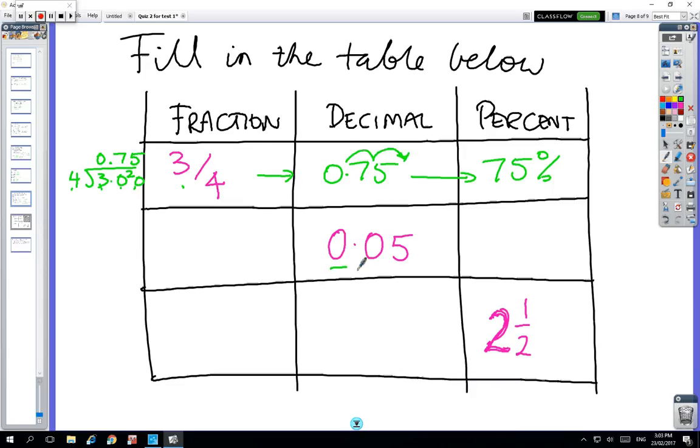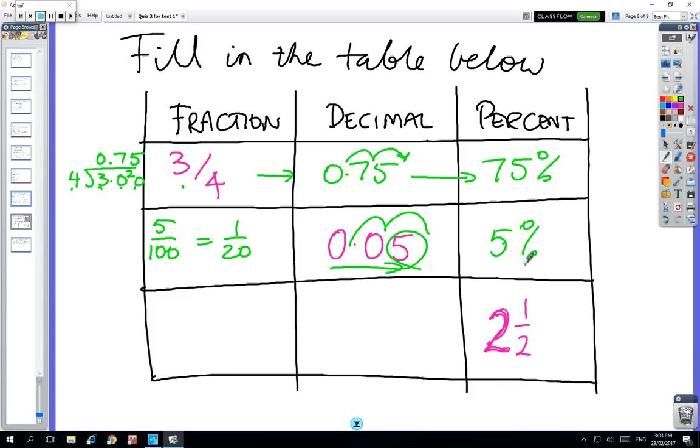So this one here, this column is called the hundredths column, so it's 5 over 100, and that cancels down to 1 over 20. And then to get the percentage, just go forward 2 places, so we get 5%.